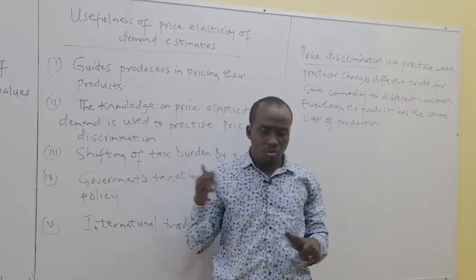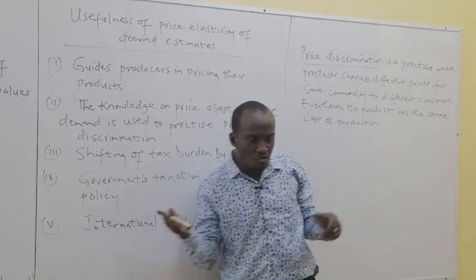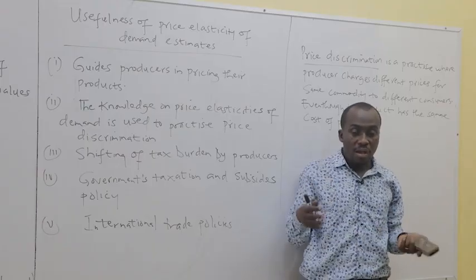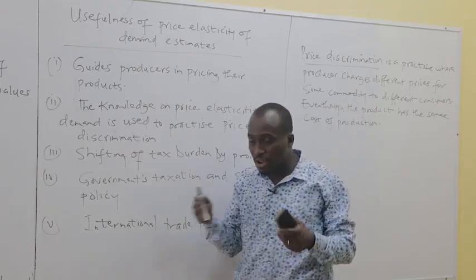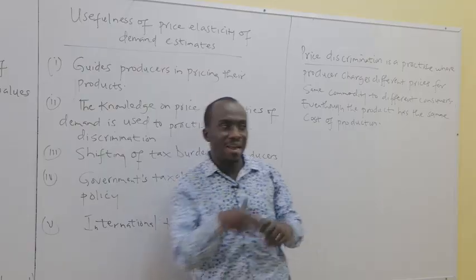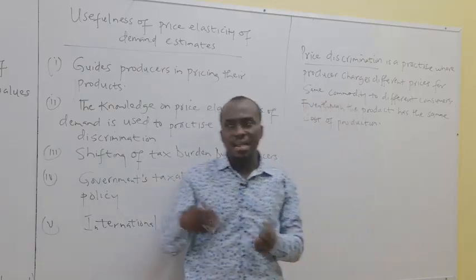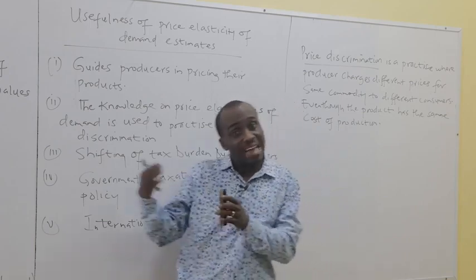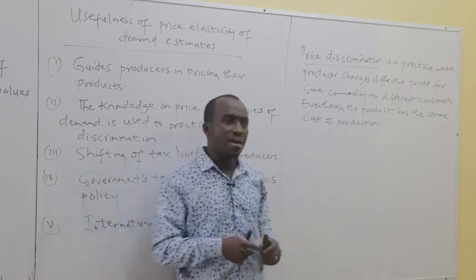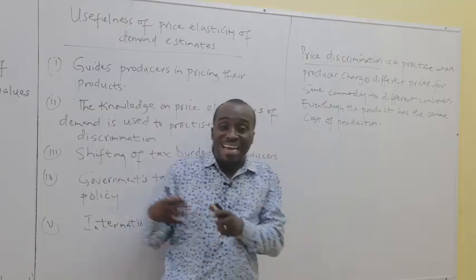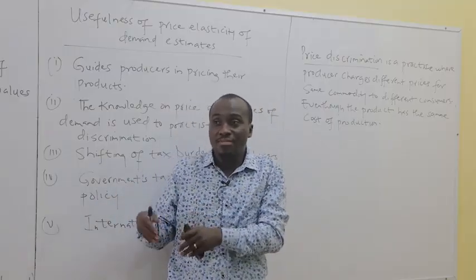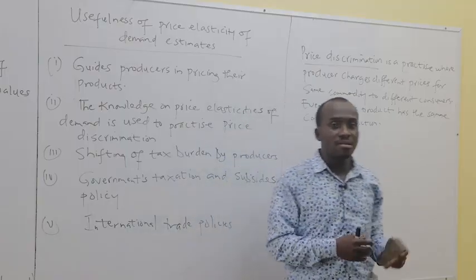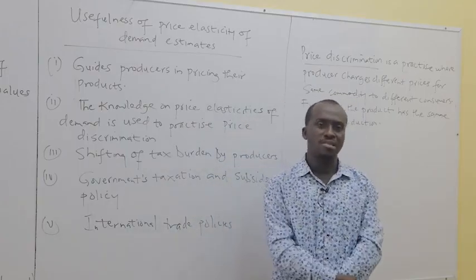So if the producer is able to fathom that consumers in different countries, different environments, will have elastic demand for my product, and these will have inelastic, he can do price discrimination. Those that have inelastic demand, he will charge a higher price, and those that have elastic demand, he will charge a lower price, so that he makes more profits.